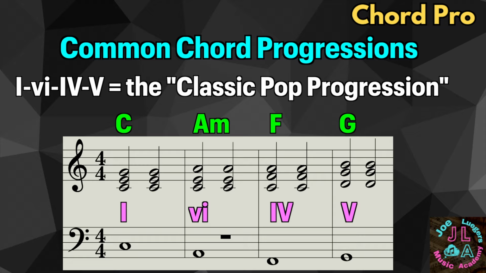Another chord progression you need to know is 1, 6, 4, 5, which I call the classic pop progression. A famous example of this progression that comes to mind would be Stand By Me, sung by Ben E. King. Let's listen.